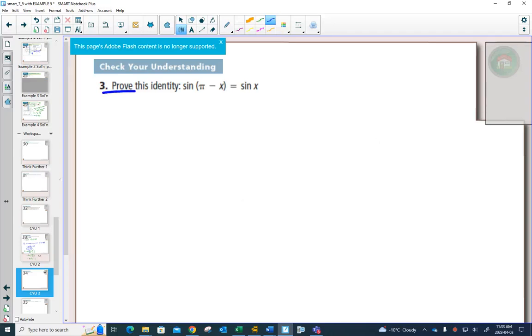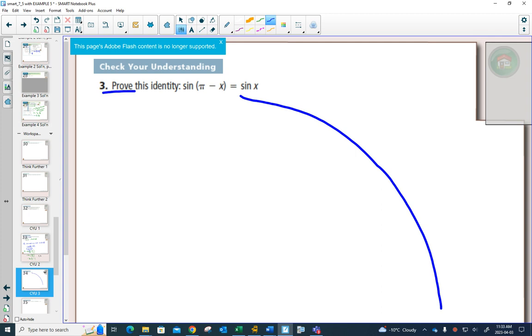It's a proof question. So we're going to draw a line. When you draw your line on your page, you can make your line curve way to the right. I hope you can see that the right-hand side is just sine x. There's really nothing you can do with the right-hand side, so you're not going to need much space on the right-hand side. The left-hand side, we have sine pi minus x.